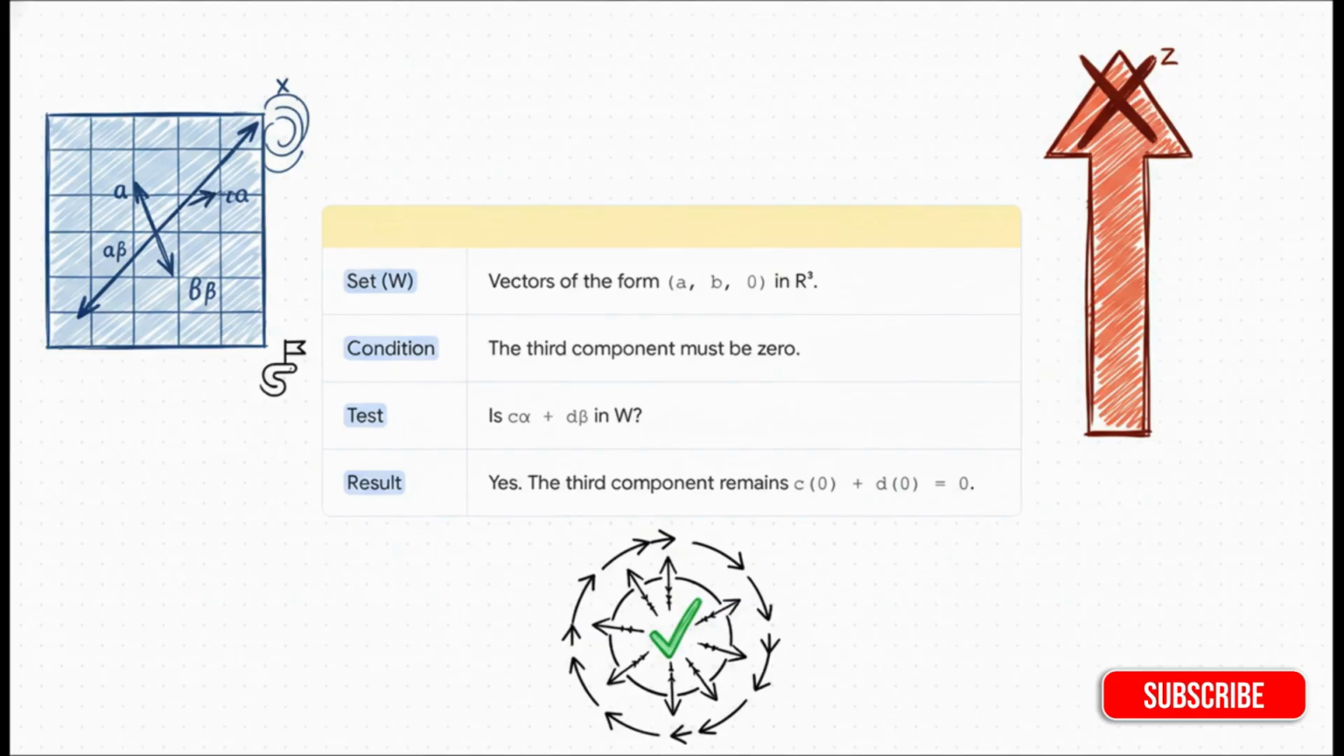Well, you're just adding and multiplying zeros, so it stays 0. The new vector is still on the plane. And that's it. It's a subspace.